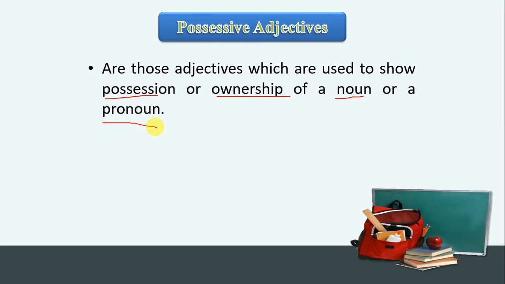Right? So these are possessive adjectives: my, your, our, their, his, her, its. They are all possessive adjectives.